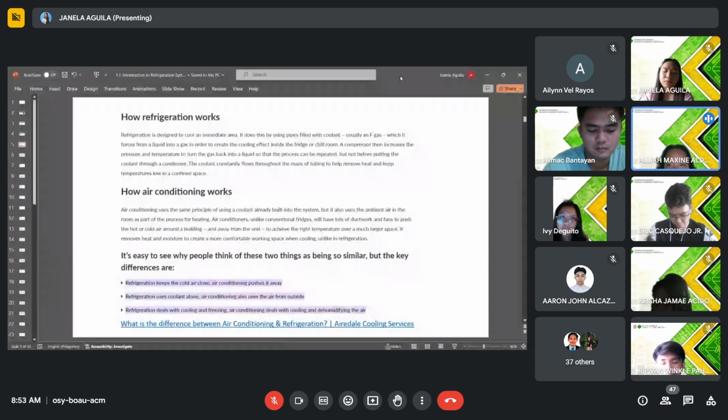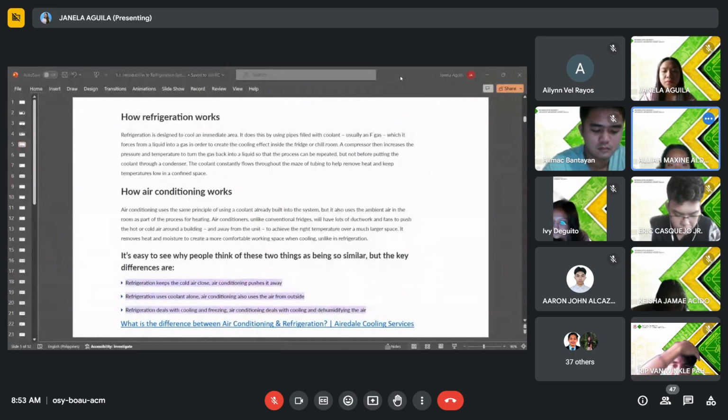Next po is how air conditioning works. Air conditioning uses the same principle of using a coolant already built into the system. But dito po sa air conditioning, the warm air inside the room is drawn in and it is part of the heating process. Air conditioner will use lots of ductworks and fans to push the hot or cold air around the building para po ma-achieve yung lamig sa kung gaano kalaki yung isang room. And unlike po sa refrigeration, air conditioning removes heat and moisture to create a more comfortable working space when cooling.